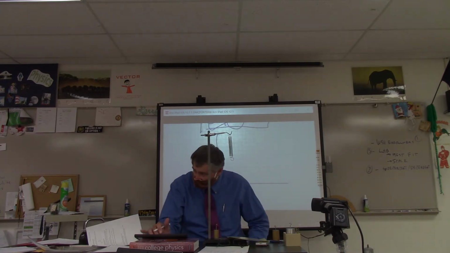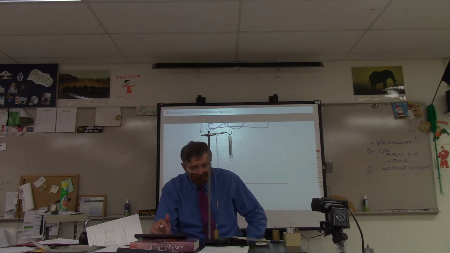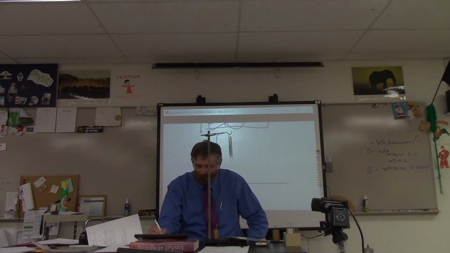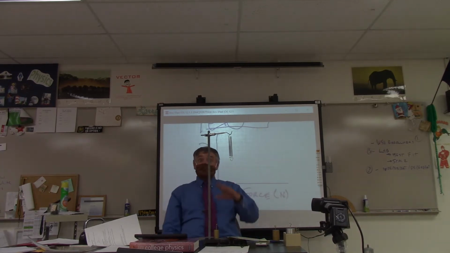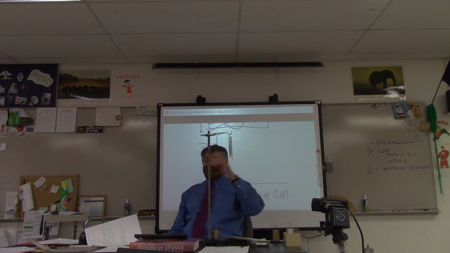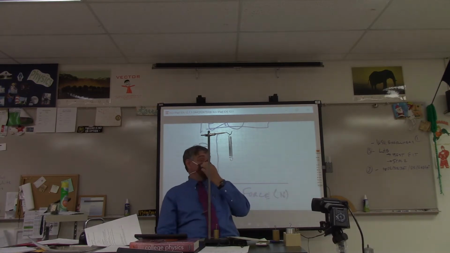So what are you going to put on the x-axis? Are you going to put force, or are you going to put elongation? Force. Why? Because it's what you're changing. That's what you control, right? So you're going to have force here in newtons. And then you're going to have elongation here in... Centimeters or... No, you want to do it in meters. This is all about the MKS system. Okay, you want meters.